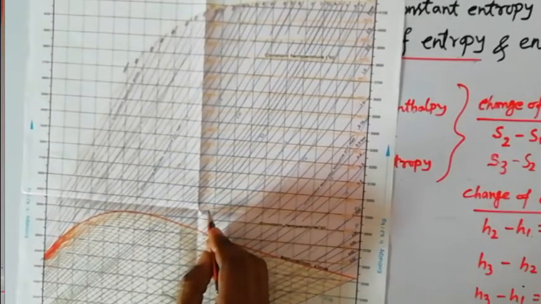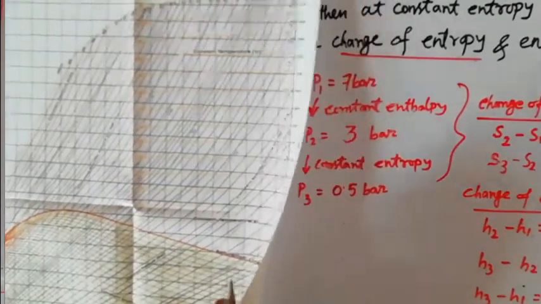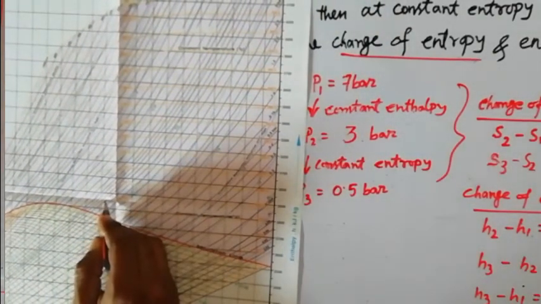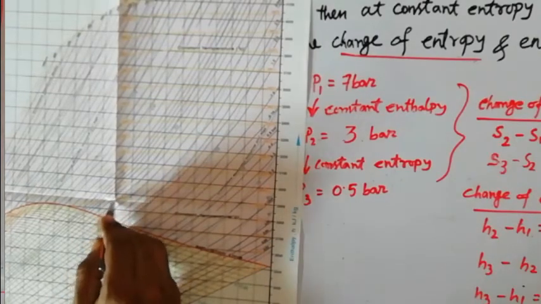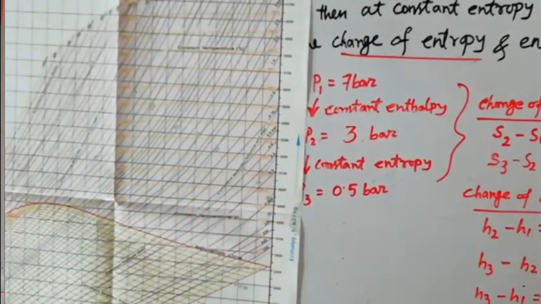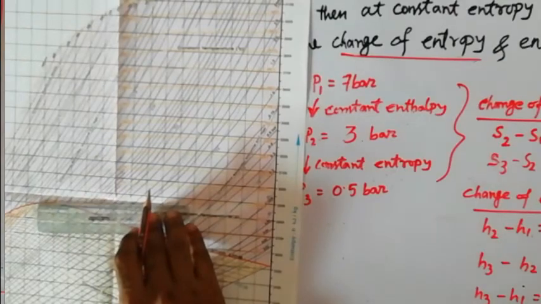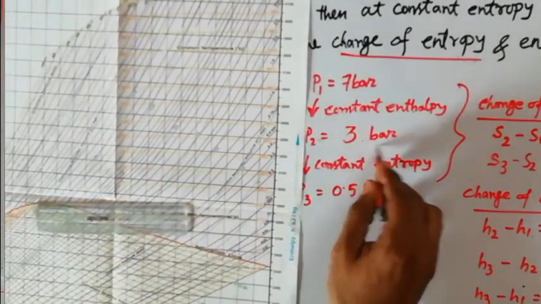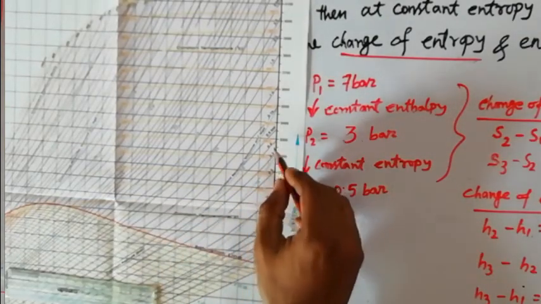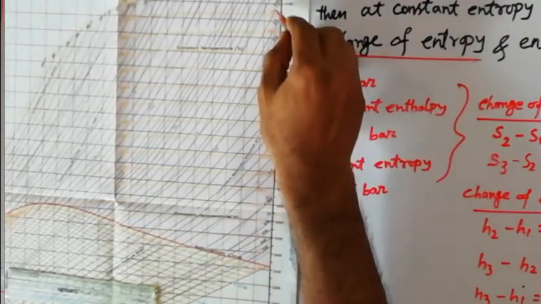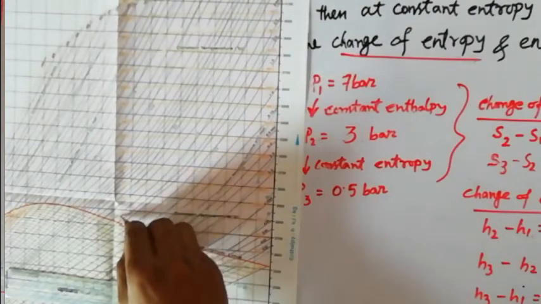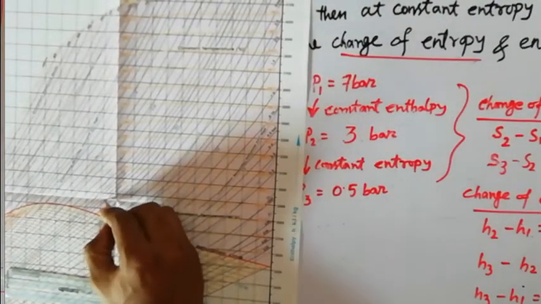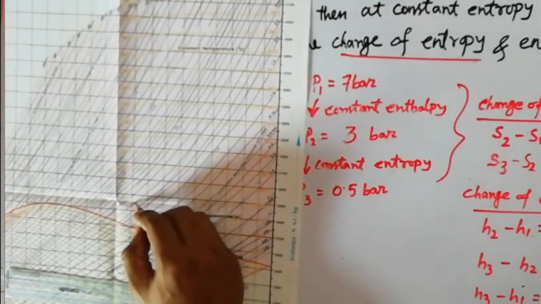Up to which limit? You have to move up to 3 bar pressure. So after stating state point 1, you have to move horizontally. Use a ruler there, draw a horizontal line up to the 3 bar pressure limit. This is the 3 bar pressure line, so the line will continue up to that limit. That will be state point 1, and that is, suppose, state point 2.